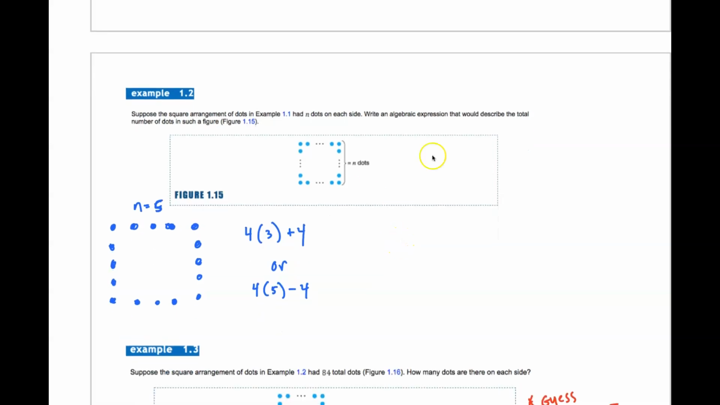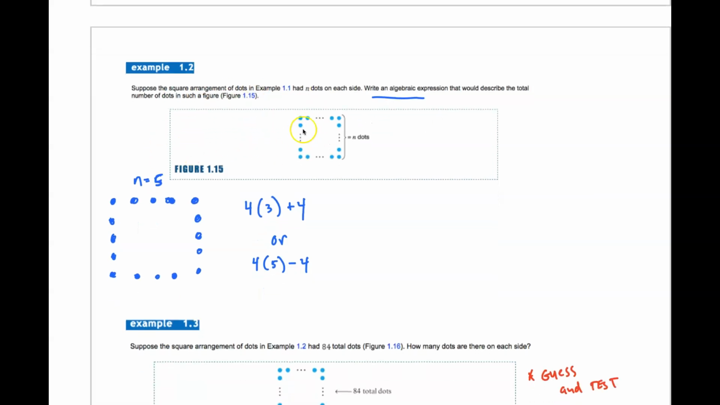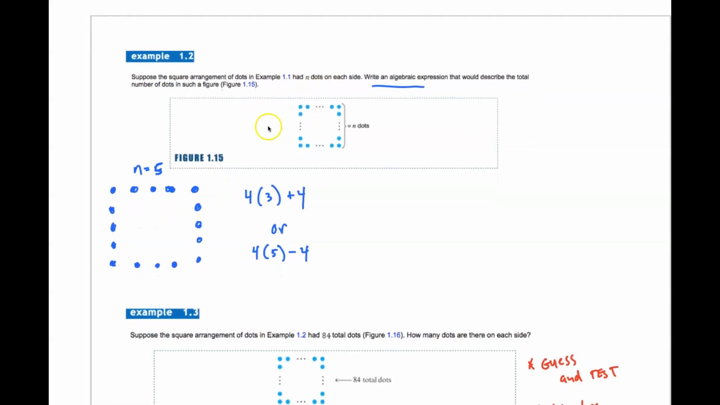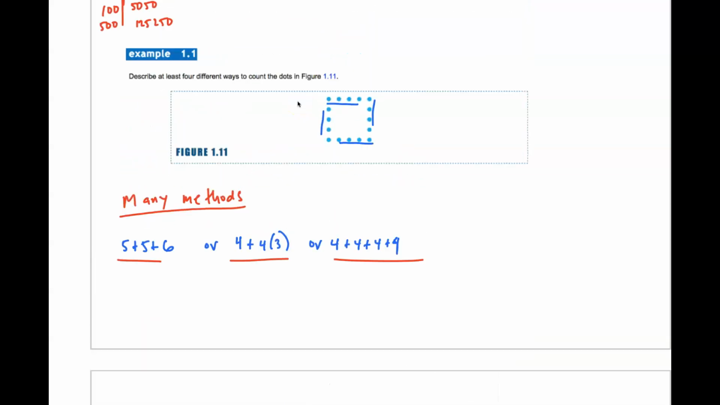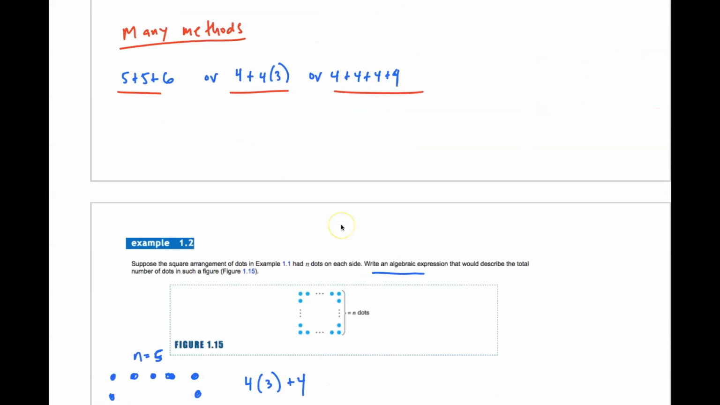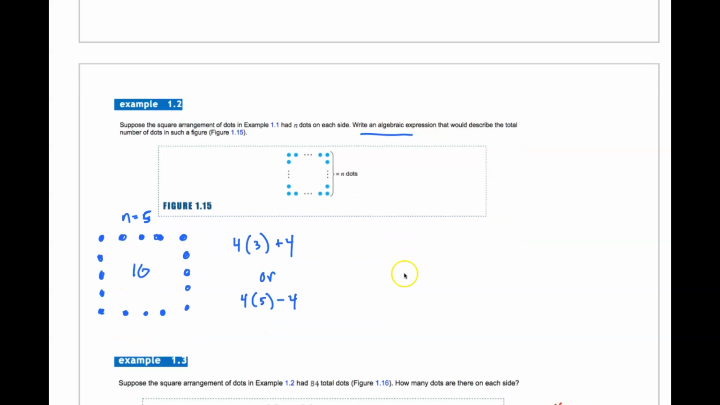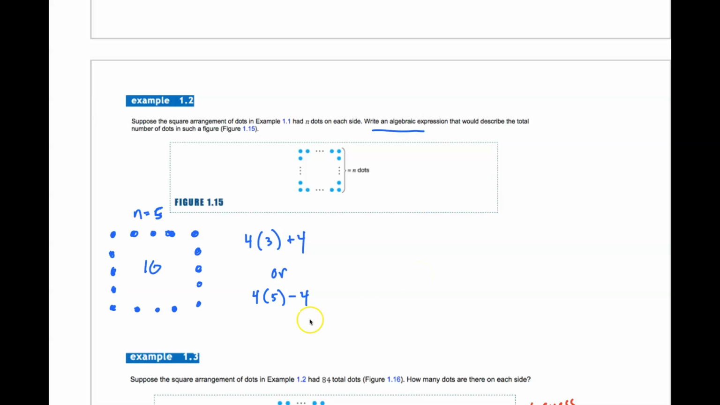And what happens if we want to write an algebraic expression that shows how many dots there are for how many dots on the side? In this case, we knew there were 5 dots on the side. When there was 5, there were 16 altogether. So what formula would we come up with for that?